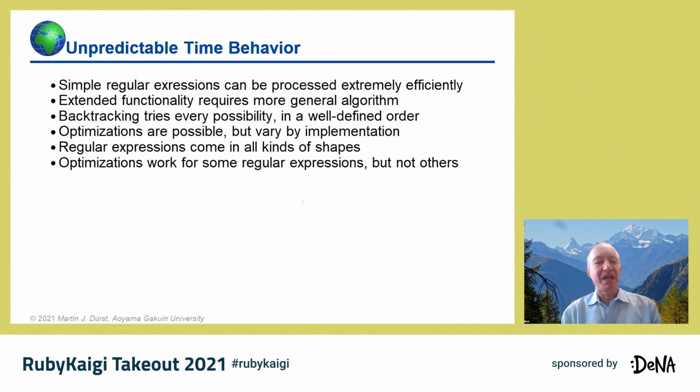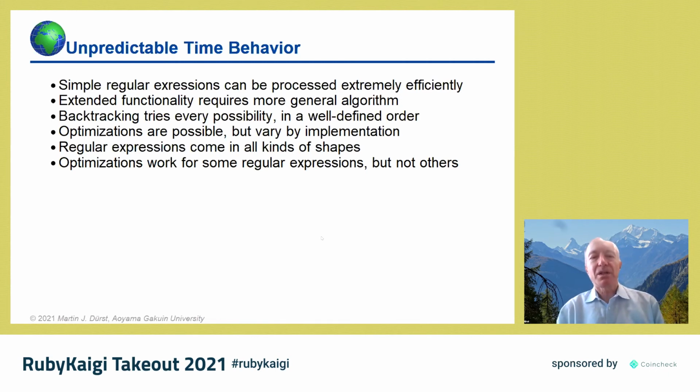It's like going into a maze, and whenever you hit a bifurcation or several choices, you always first choose left, and then next and next and next, and you go as far as you can until you hit the dead end, and then you go back and choose the next choice. And optimizations are possible, but they vary by implementation. And so some optimizations work for some regular expressions and not for others. Regular expressions come in all kinds of forms and shapes.